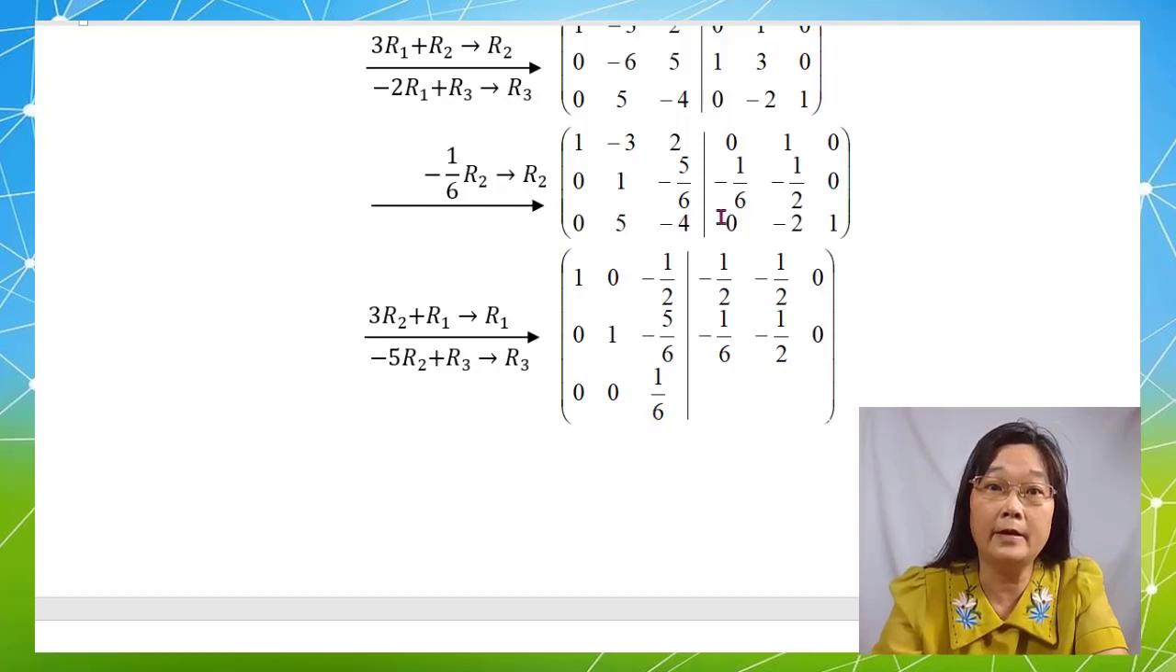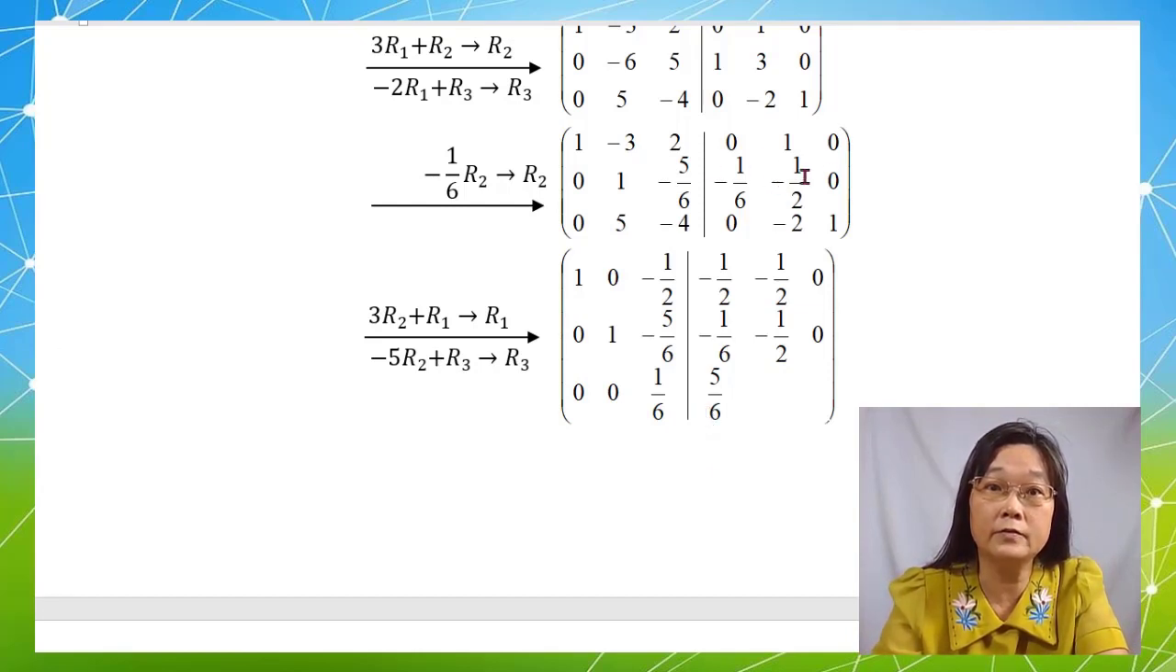Then followed by the fourth value in row 2. Fourth value is negative 1 over 6 times negative 5. It is equal to positive 5 over 6. And add into row 3 0. Then we get 5 over 6.